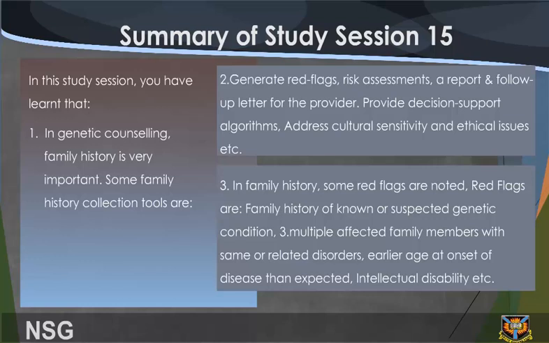3. In family history, some red flags are noted. Red flags are: family history of known or suspected genetic condition; multiple affected family members with same or related disorders; earlier age at onset of disease than expected; intellectual disability, etc. End of study session 15.